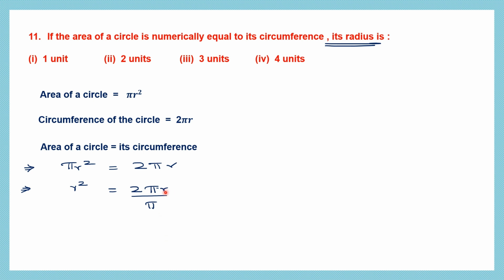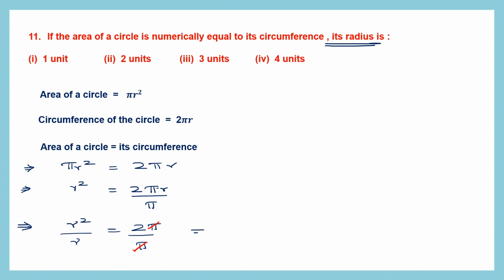Now I need to remove this r also from here and take it to this side. So here also, as you can see, it is multiplication. When I take it to this side, it becomes division. So here let's write that. So this is r square divided by r, and here we have 2 pi divided by pi. Now let's see what we can cancel here. I can cancel the pi's. So this pi and this pi I can cancel.